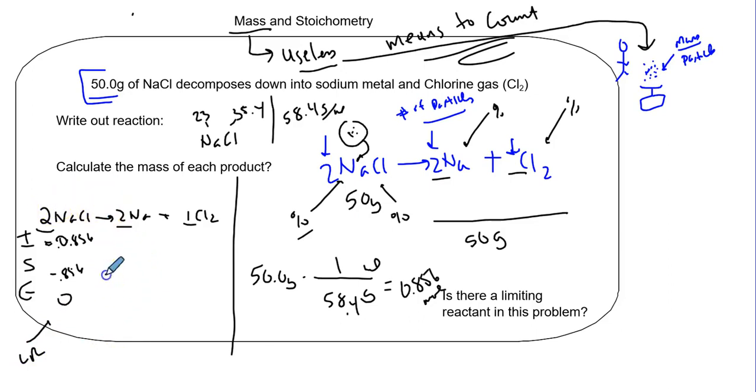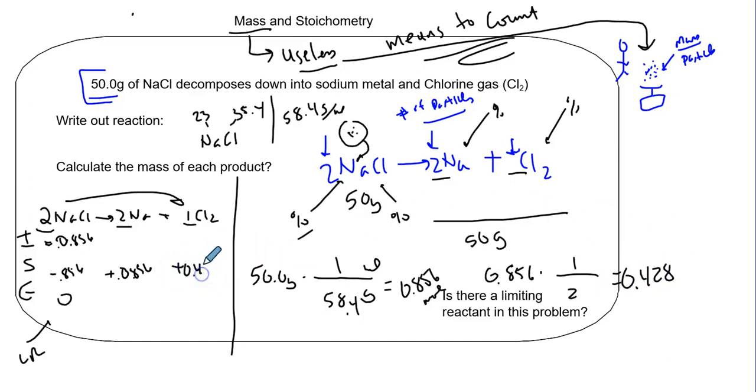All right, 2 to 1 ratio. I'm going to gain 0.856, and then here at a 2 to 1 ratio, half of that, divided by 2, is 0.428. So 0.428 plus 0.428, and this is going to be 0.856, and then there's none of that left. So all my 50 grams is now over here. Some of it's here, some of it's here.